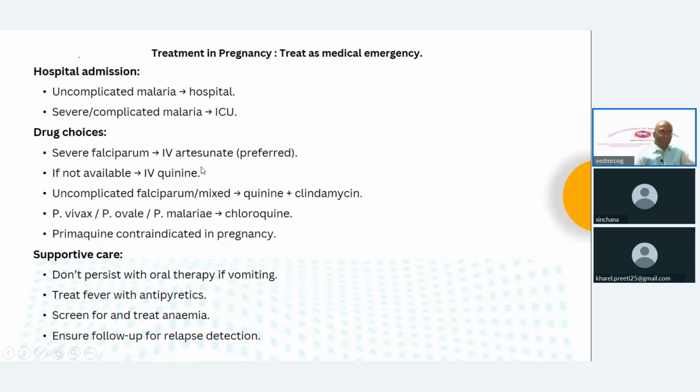So remember, the drug of choice is IV artesunate. If not available, IV quinine for severe falciparum malaria. In uncomplicated falciparum or mixed infection, quinine plus clindamycin. Here artesunate, alternative quinine. Here quinine plus clindamycin. And for non-falciparum, chloroquine is the drug of choice. Primaquine is contraindicated in pregnancy. Supportive care: don't persist with oral therapy if vomiting. Treat fever with antipyretics, screen for and treat anemia, and ensure follow-up for relapse detection.